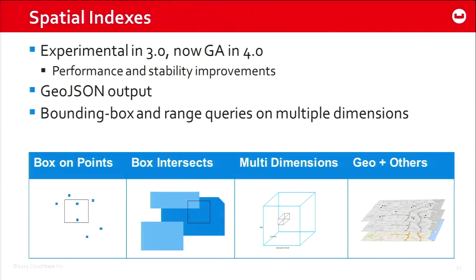Spatial indexes. So we supported spatial indexes in experimental mode in 3.0 and officially support them in 4.0. Many of you are familiar with spatial indexes. Basically, we can do bounding box and range queries on the index, like finding all the points within a certain region or finding all the objects that overlap within a certain region.